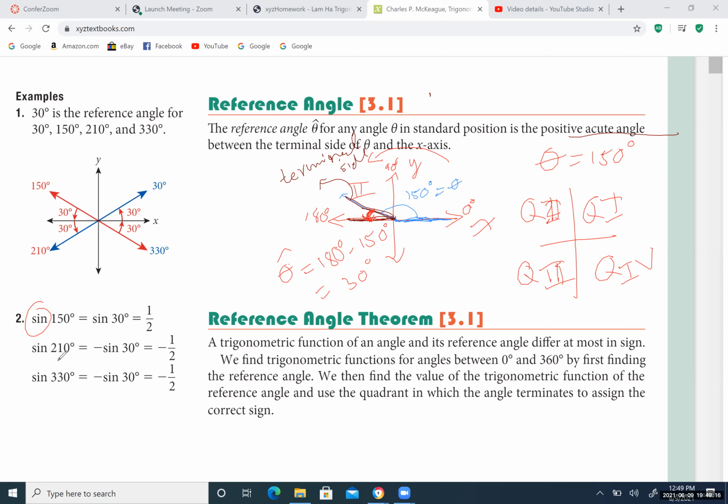Another example, sine of 210. As you notice, 210 is down here in quadrant 3, right? We do the same steps, and the reference angle of 210 is again 30 degrees. The y-axis right down here is negative, so you get a negative value for sine 210, and the final solution will be negative 1/2. So for this exercise, you care about the quadrant as well as the reference angle. Okay, let's move on.